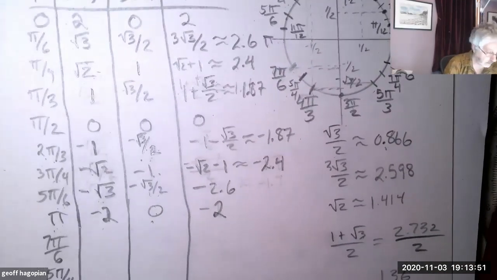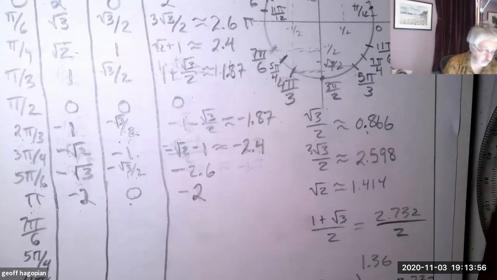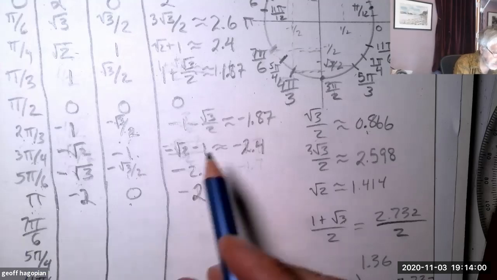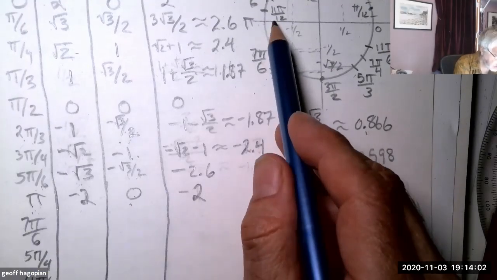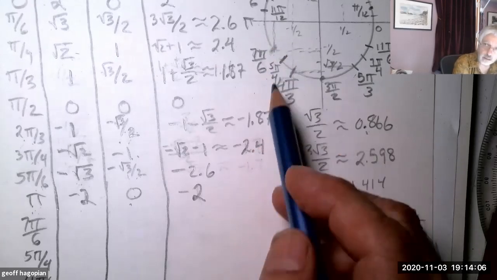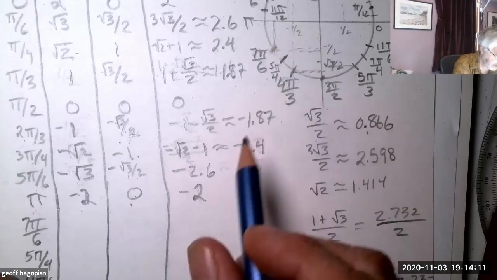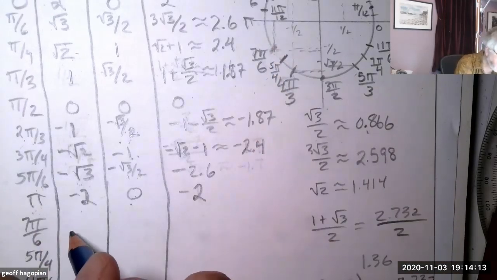Okay, so let's keep going. 7 pi over 6, cosine of 7 pi over 6, that's here. That's going to be negative root 3 over 2, right? Dial that up there, and the x coordinate right there is negative root 3 over 2. We're going to double that and get negative root 3.